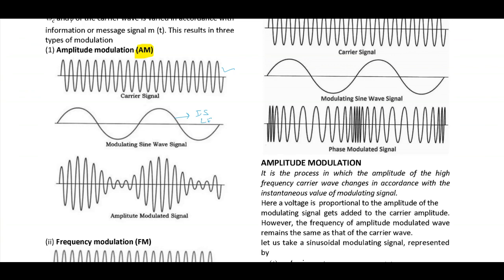And both of them have to be mixed up. Note it down. This is the modulating signal. This is the carrier signal or carrier wave.